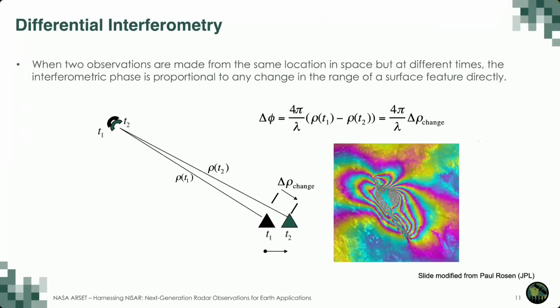If we're lucky to have our 2 satellite passes at exactly the same location, then at T1 and T2 the 2 antennas are in the same place. And then the range at T1 and the range at T2 can directly measure the change in range, which is what we want to measure. Again, we want to look at this change in phase, which is then proportional to 4 pi over lambda times the change in range, rho.